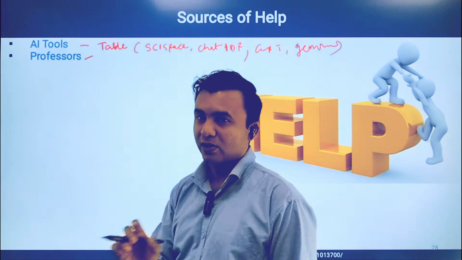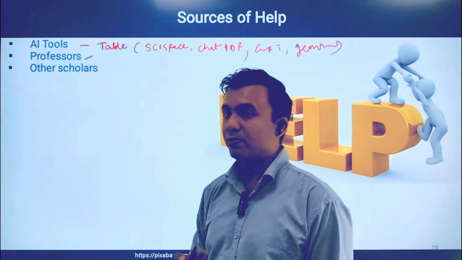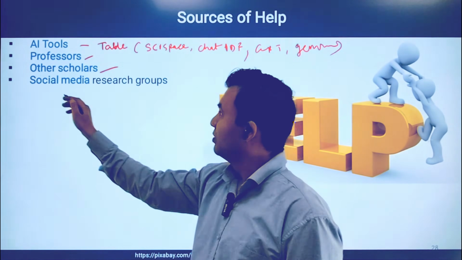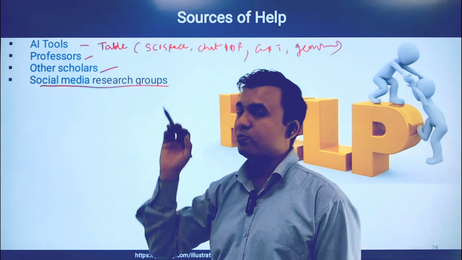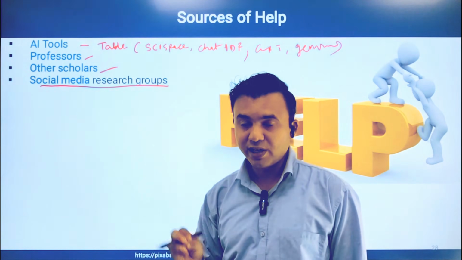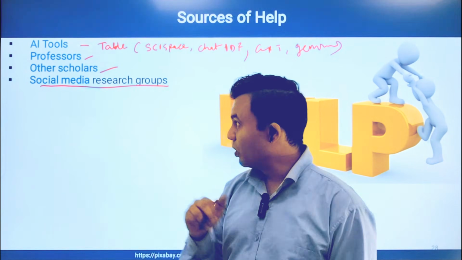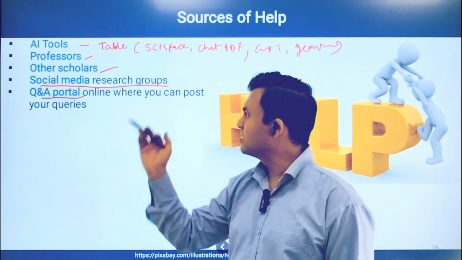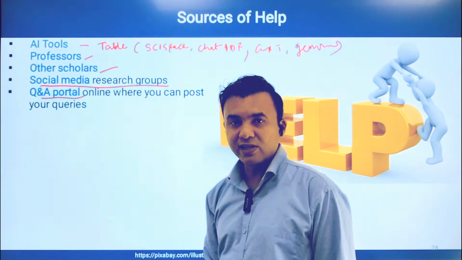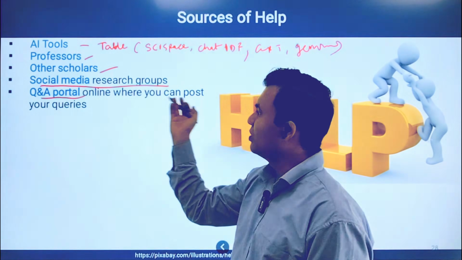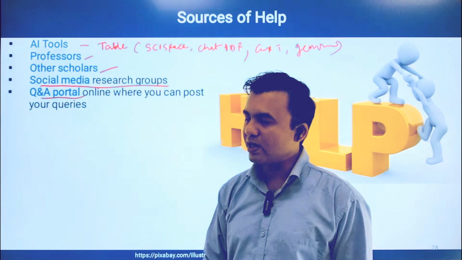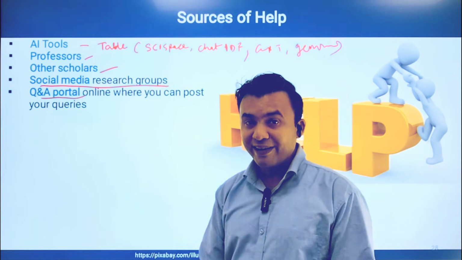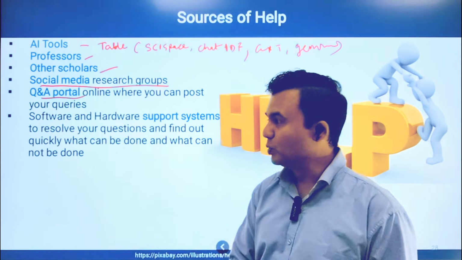Discuss with the professors, your supervisor, who are ready to help. Discuss with other scholars in the lab if there are any. Follow the social media research groups, such as some of the research labs that have social media research groups. There are Q&A portals online where you can post queries. These days, finding the answer to questions is really easy. You can use any of the AI tools that will give you some sort of preliminary answer, and then you can go much deeper and read manually, discuss with people, your supervisor, other researchers.